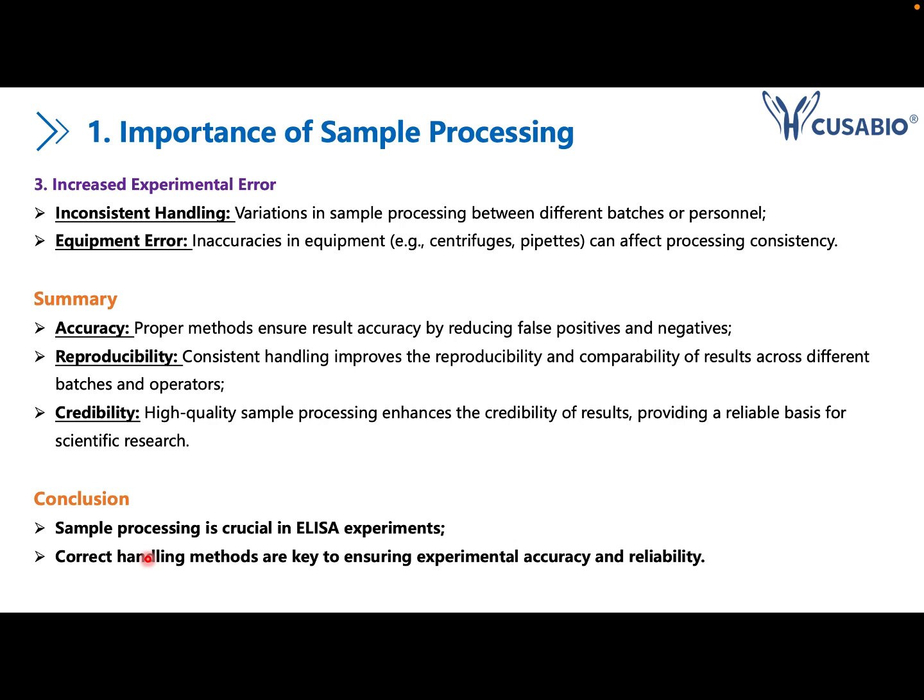So to summarize and conclude, we want to do the sample processing correctly because we want to have accurate results and make sure that our experimental results are reliable and have good credibility.